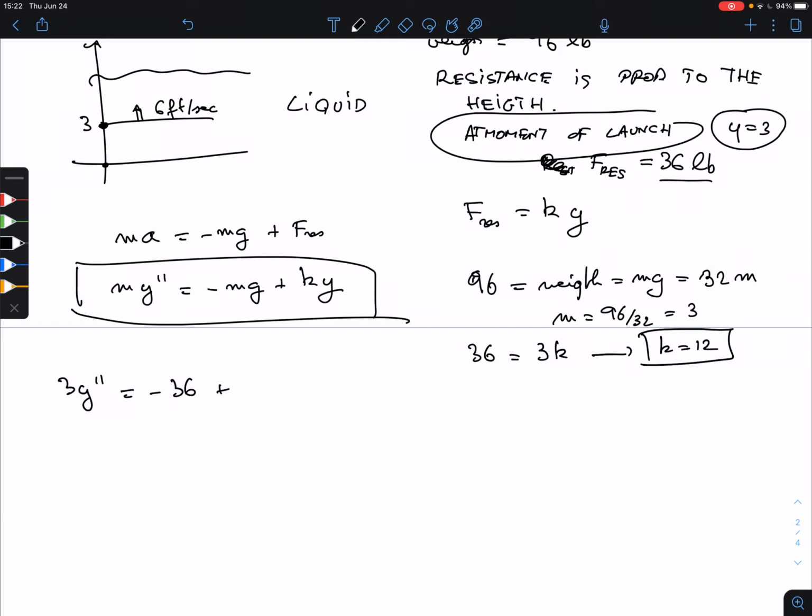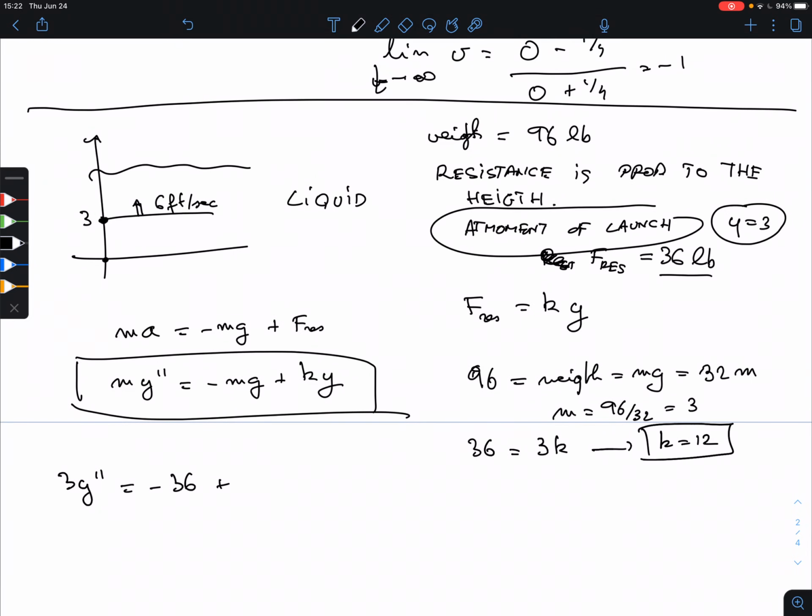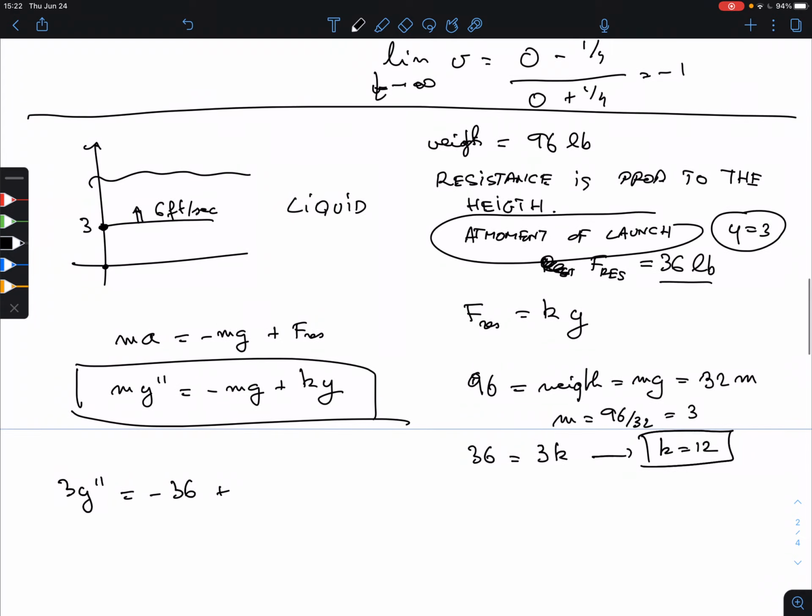Sorry. You have to be very careful here. My resisting force is going to be negative. I should have said that. So I'm just going to declare that here: k is negative 12.